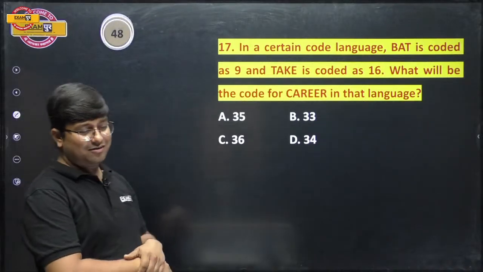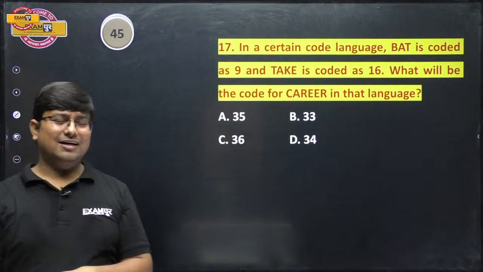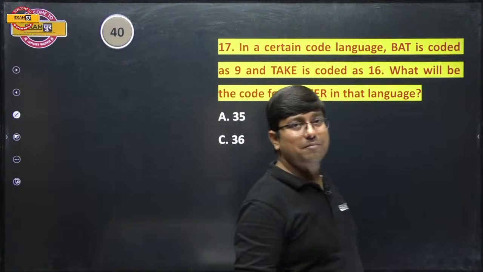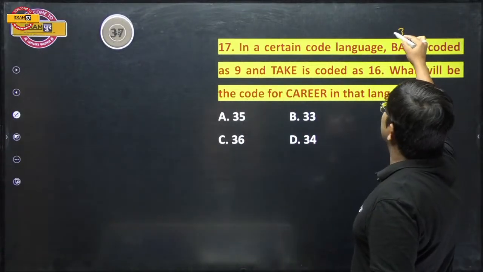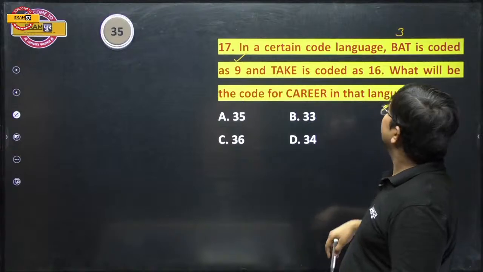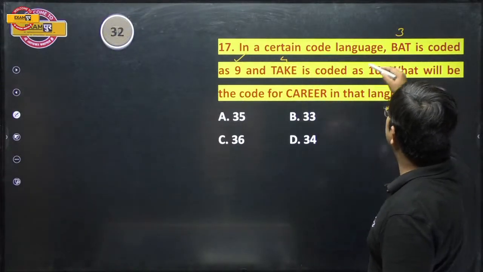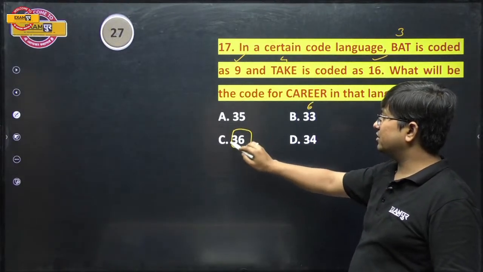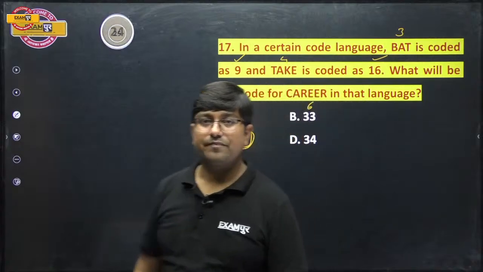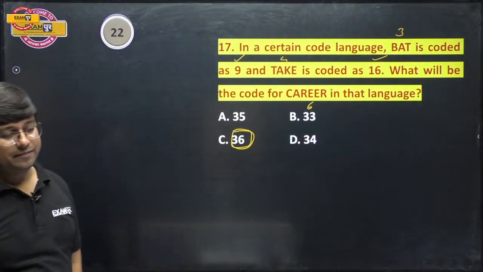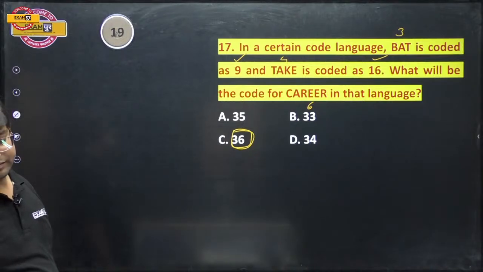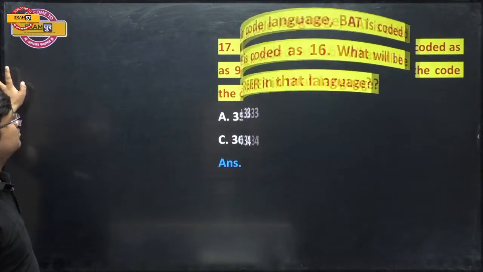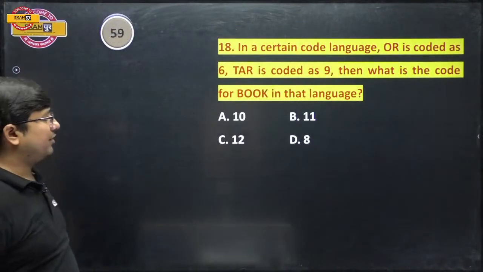Now this is verbal. 20 seconds maximum to understand and then tell the answer. Bat is a three-letter word, and the square of that is 9. Take is a four-letter word, and the square of that is 16. Career is a six-letter word, and the square of that will be 36. All right, everyone? Clear? Fine. Next. Quickly, everyone.